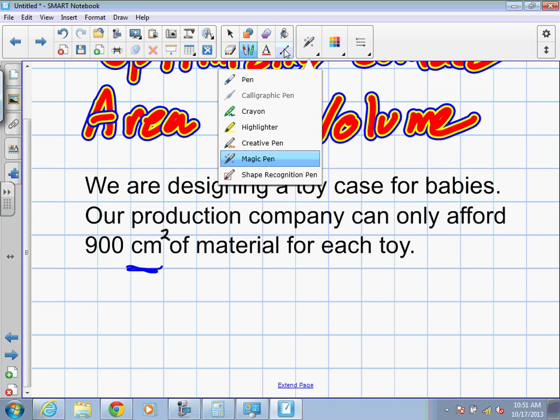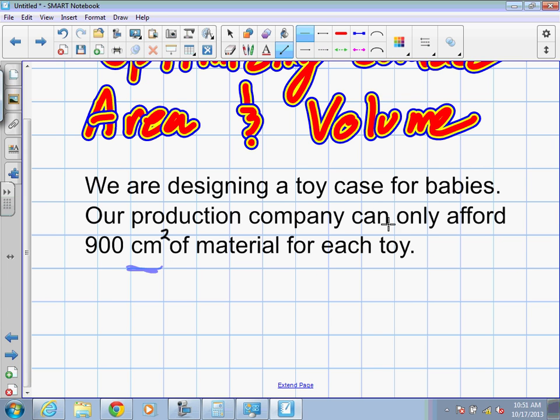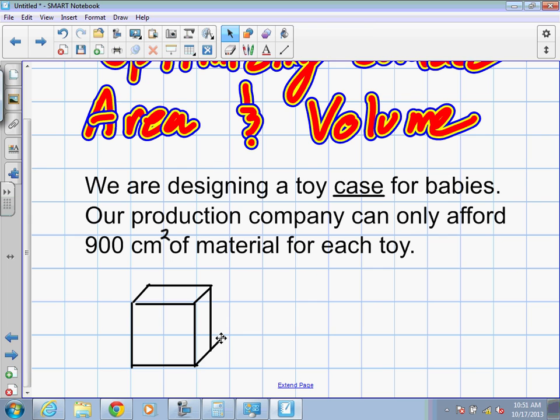Normally if we're talking about a case, maybe like a chest or something to hold toys, it's usually known as a rectangular prism, right? If I'm going to build a case, my rectangular prism is probably my best shape to use. We have a chest. Now, what type of rectangular prism is the question?